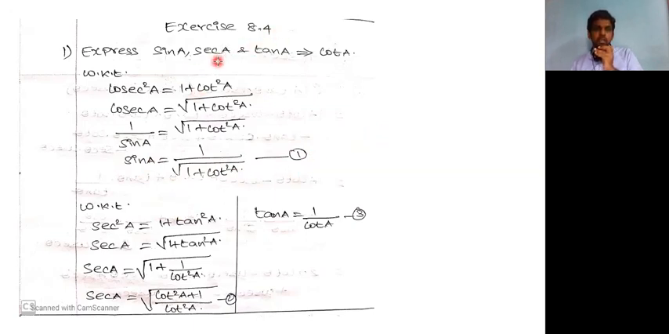For the second one, we have to express secant A in terms of cot A. We know that secant square A is equal to 1 plus tan square A from the identity. So secant A is equal to square root of 1 plus tan square A. Tan square A can be written as 1 by cot square A because tan A is equal to 1 by cot A; tan and cot are reciprocals of each other. Taking LCM, we have cot square A plus 1 by cot square A. Secant A is now written in terms of cot A. Then tan A we have to write in terms of cot A. We know that tan A is equal to 1 by cot A straight away.